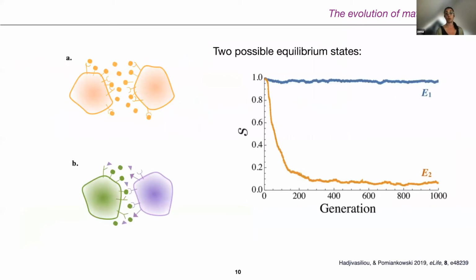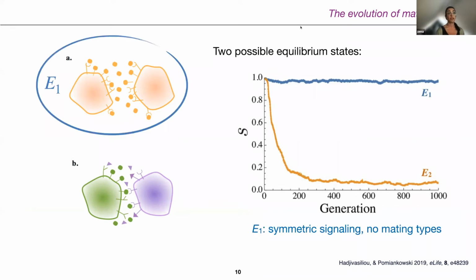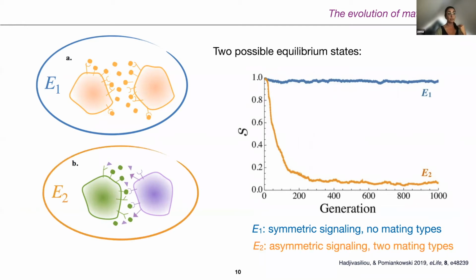So what we ended up seeing when we studied this system in an evolving sense is that there were two possible equilibrium states. What we call E1, where S is 1, is a fully symmetric system, with no asymmetry in mating, and all the cells are the same and can interact with one another equally. And we also saw a second equilibrium where S converges to 0, and as you see here, it's due to mutation and the finite population size.